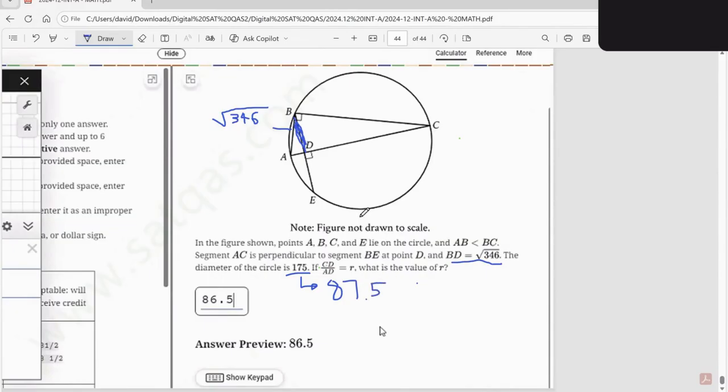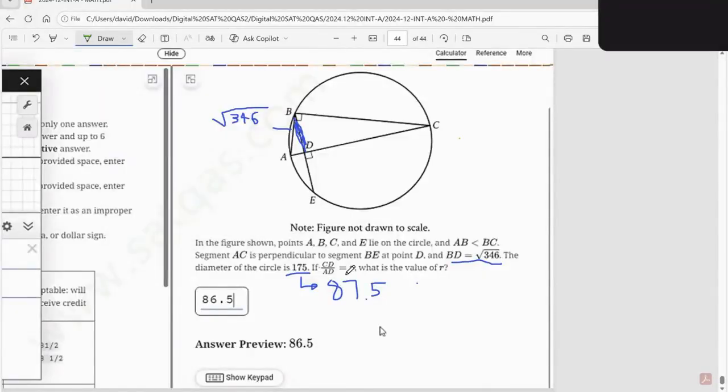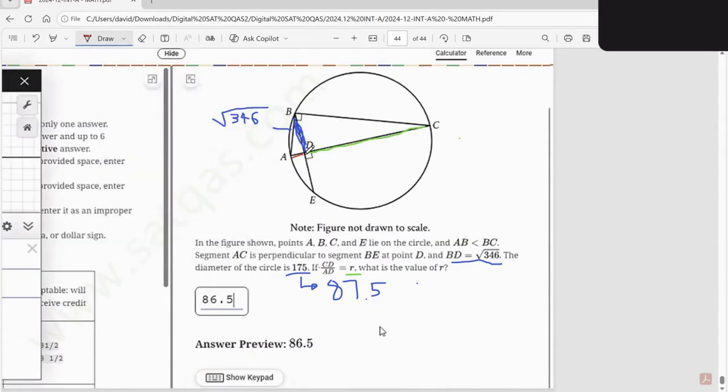Now, what does this question actually ask for? Well, it asks you the value of R, and R is a ratio of CD to AD. So CD is this long portion over here, and AD is going to be this short part. So it's basically asking us what's the ratio of this long green line to this short red line.